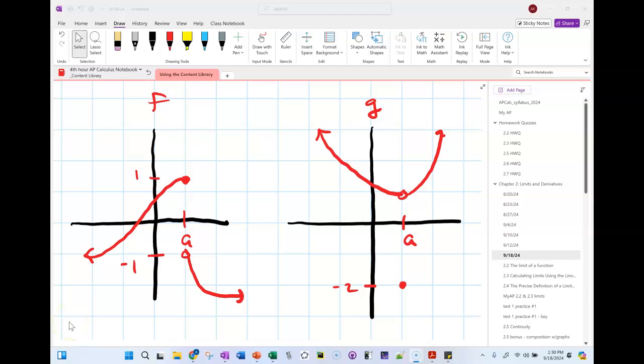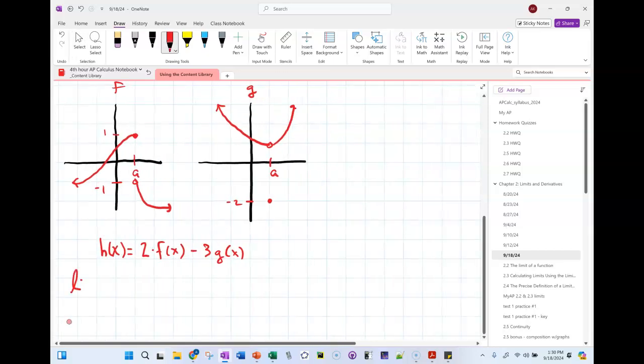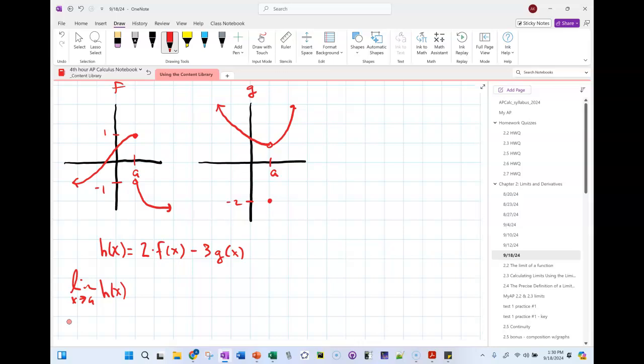Two graphs that look like this, right? Let's say that I define a third function h of x that's equal to 2 times f of x minus 3 times g of x. And we say the limit as x approaches a of h of x, that's what we're interested in. Tell me, can I do the following?